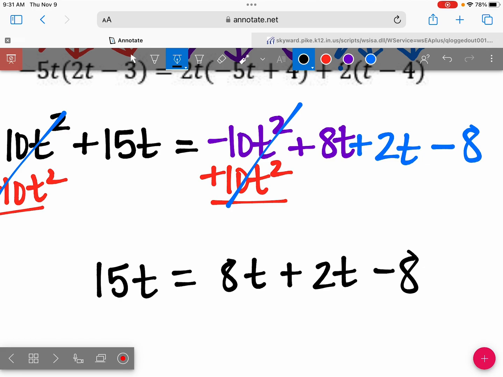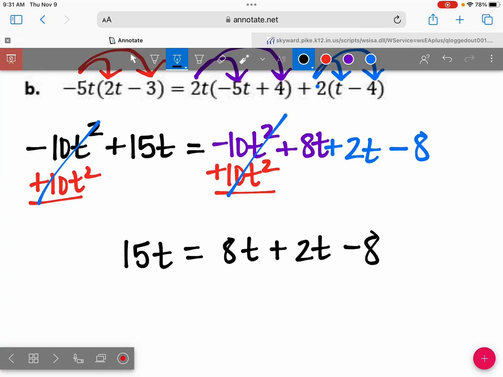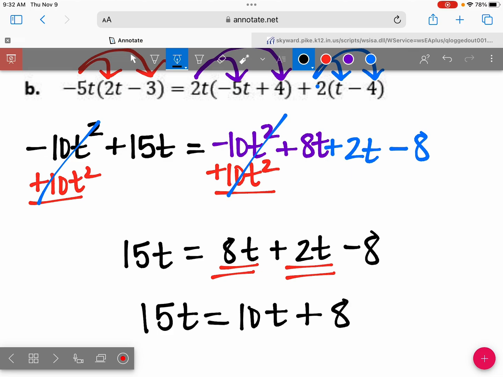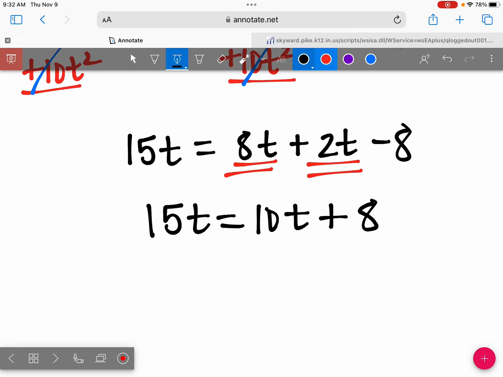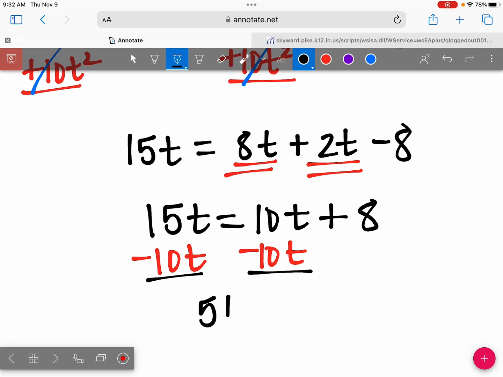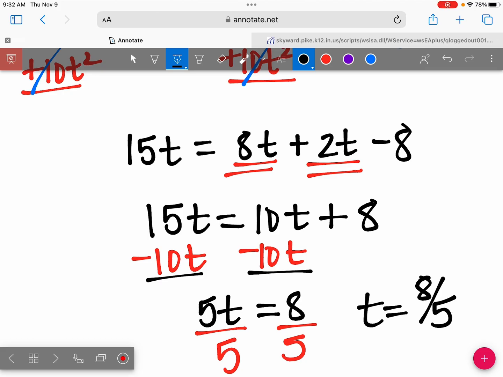Okay. So now what am I going to do? What's the right step? Combine your like terms. So 8t plus 2t would be 10t. Now we're going to subtract the 10t from both sides. So 5t equals 8. Divide both sides by 5. So t equals 8 over 5. Is that what you got? All right. Next time, please say something because this is my first class of the day. Oh, I made that a negative 8. That's a negative. That's a negative. That's a negative. Third time is a charm. So the answer is negative 8 over 5.